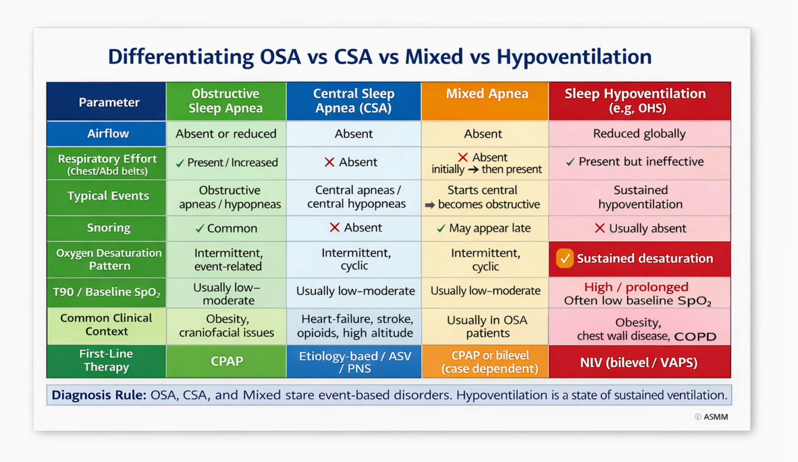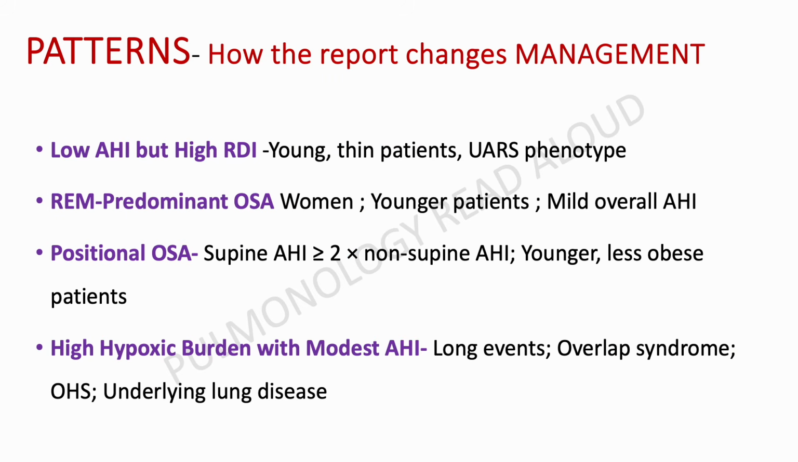Now, this is a general overview of how an OSA or a CSA or a mixed apnea report presents, and how a patient with sleep hypoventilation will present with mostly obstructive events or central events, or in a mixed apnea, starting with central events and turning to obstructive events, or a sustained hypoventilation with a sustained desaturation in OHS. But there will be a lot of times where you may get other patterns. And so when you're reporting, you may have to mention those.